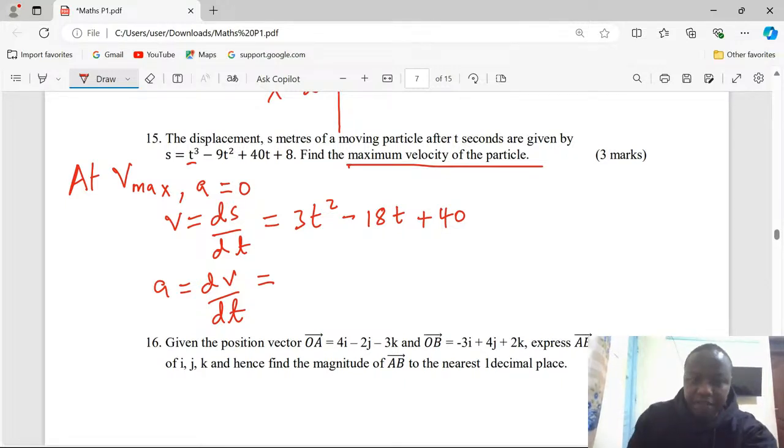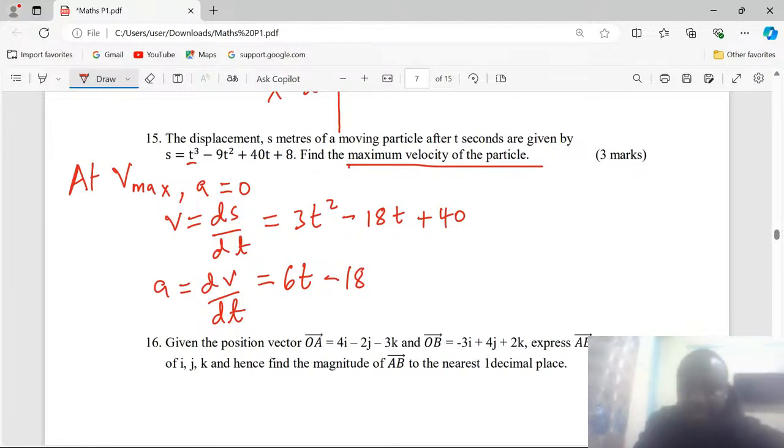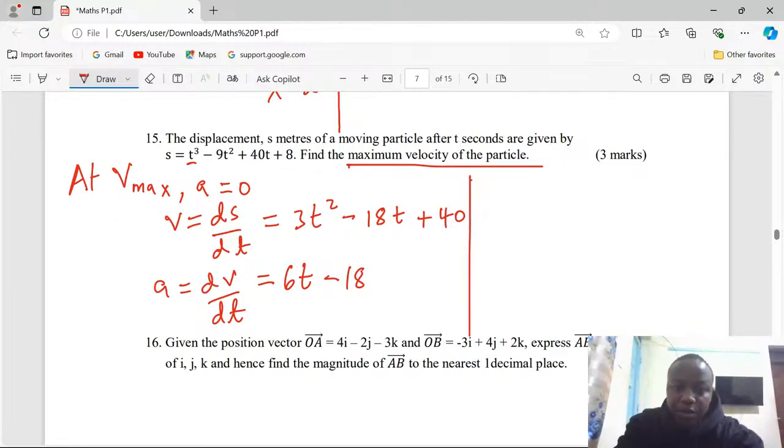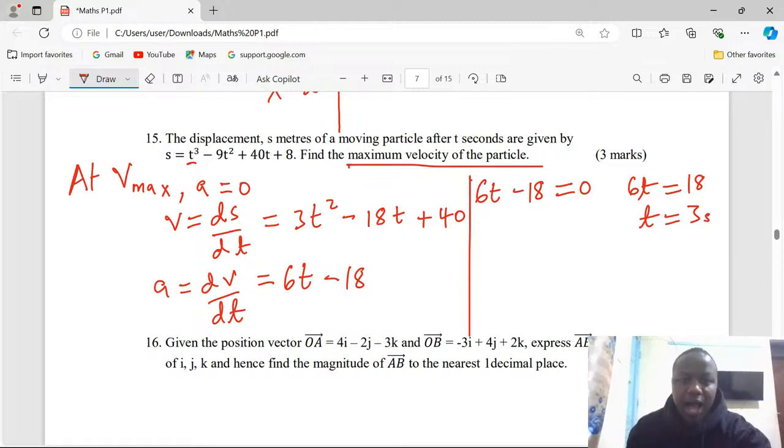Okay, the second derivative. This becomes 60t minus 18. Now, at this point, we will say that the acceleration function has to become 0 for us to attain maximum velocity. So at maximum velocity, we say the acceleration equals 0. So we will say that 60t, which is the acceleration function, minus 18 equals 0 at the maximum velocity. So that 60t equals 18, and the value of t becomes 3 seconds at the maximum velocity.